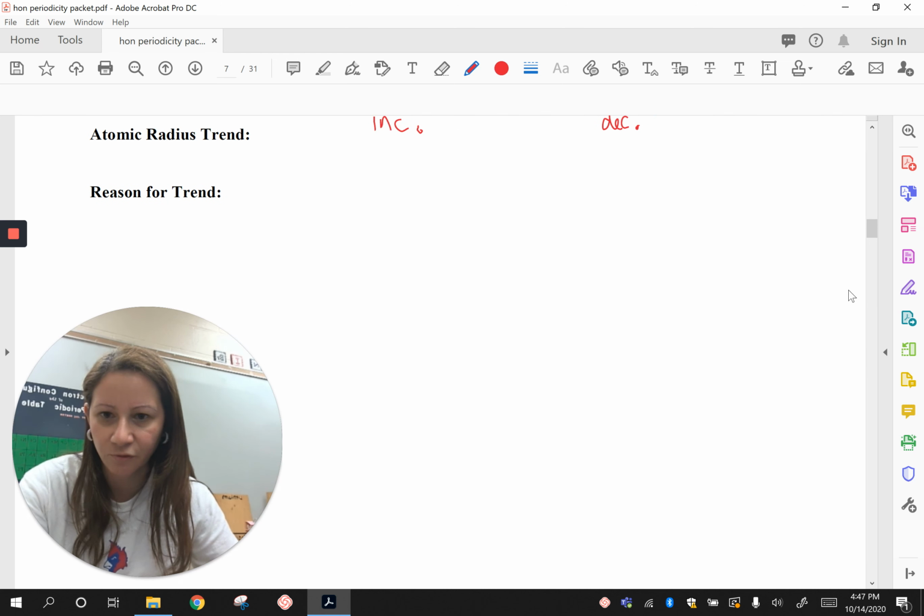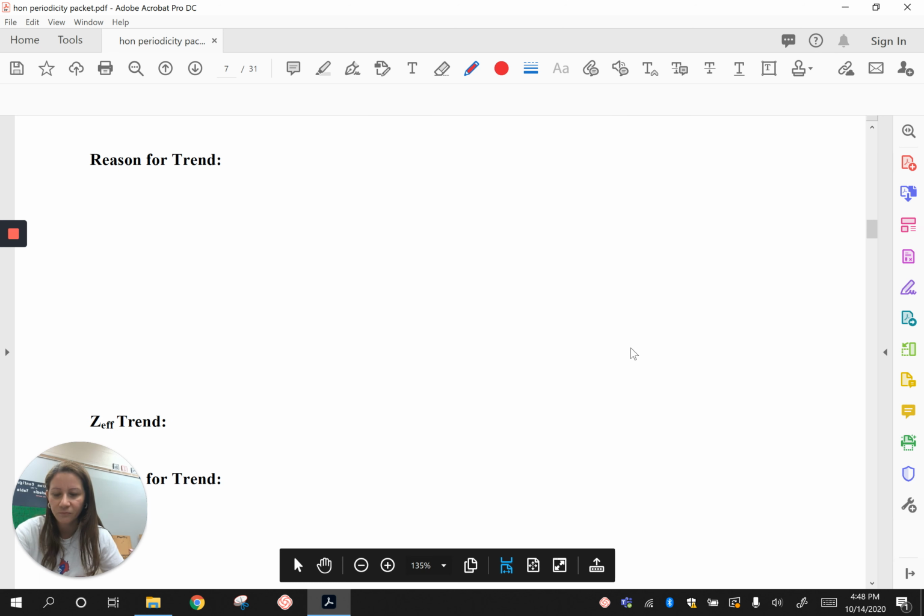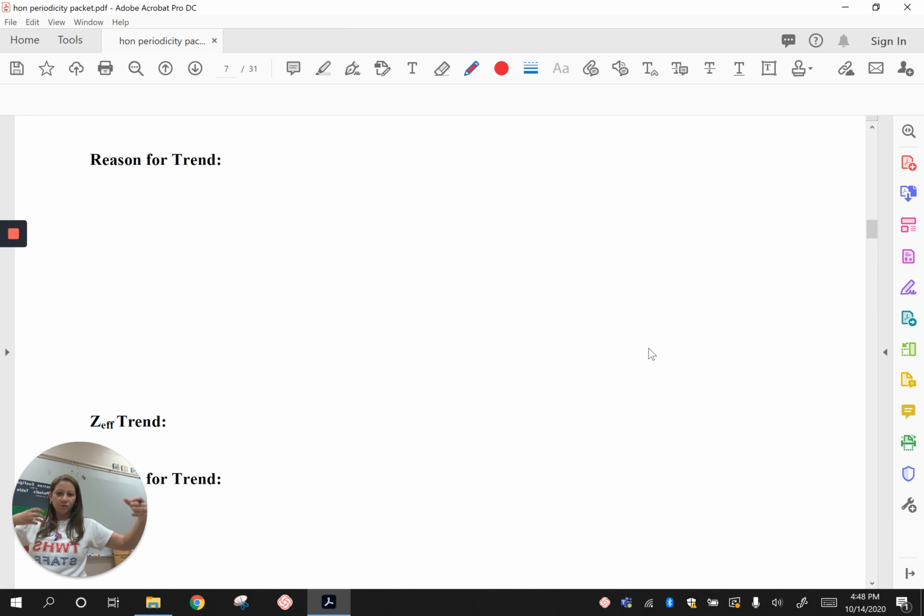So looking here for the trend, let me make my picture a little smaller. The Zeff trend, as you go down a group, because the size is getting so much bigger, there's not as much attraction. The attraction is decreasing down a group. And as I go across, I can see that my atomic size or radius is getting smaller, which means the valence electrons are closer to the nucleus, which means there's stronger attraction. So that increases. Right? So we're saying that the size is causing an effect on the attraction.